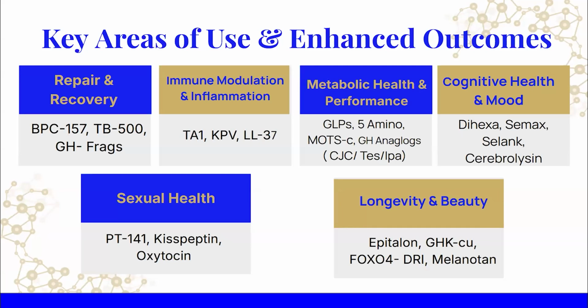So our main categories are going to be repair and recovery. And these are not all the molecules, just so you know, this is not all inclusive. We're just touching the tip of the iceberg here today. Repair and recovery: we're going to look at things like BPC 157, TB 500, growth hormone fragments. We're going to go into immune modulation and inflammation. So everybody out there dealing with all the autoimmunity, we're going to spend some time in this category: Thymosin alpha 1, KPV, BPC, LL37.